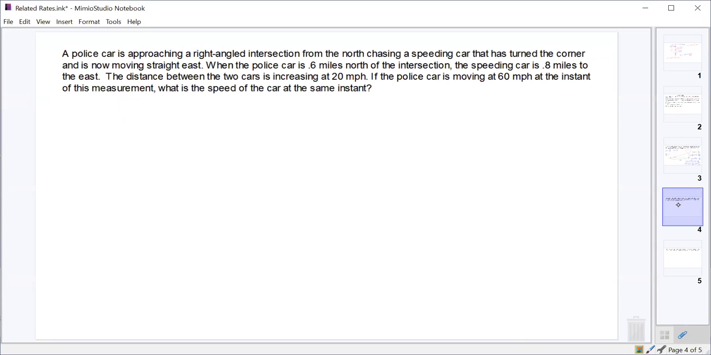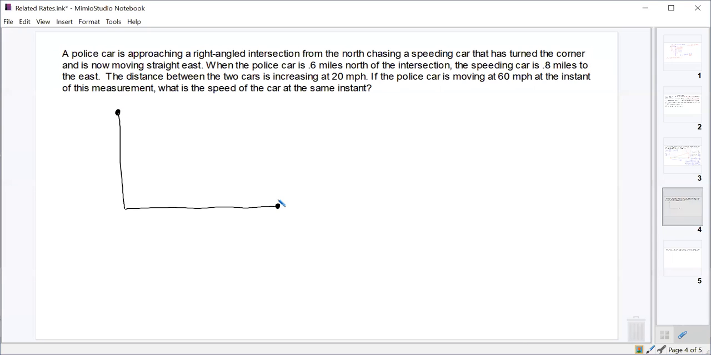All right, everybody got a chance to read it and have a general idea of what's going on? All right, so we've got a police car. Here it is. There's my police car. It's approaching a right-angled intersection from the north. So it's going this way and hitting this intersection. And then it's chasing after a car that's turned the corner and is heading east. So at some point that car is over here.